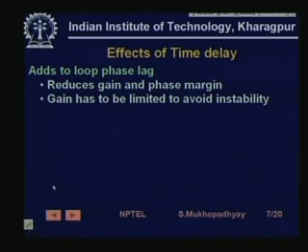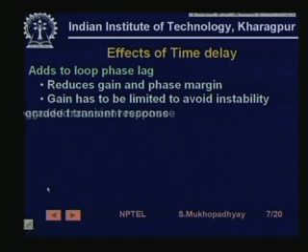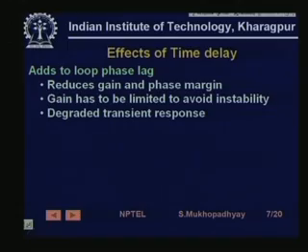So how does it reduce gain and phase margin? We will see that. It also says that the gain has to be limited to avoid instability. Obviously, if your gain margin is reduced, then the allowable level of gain becomes lower, so you must use a lower gain.